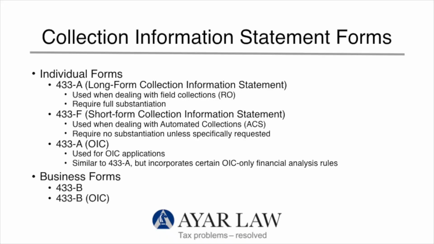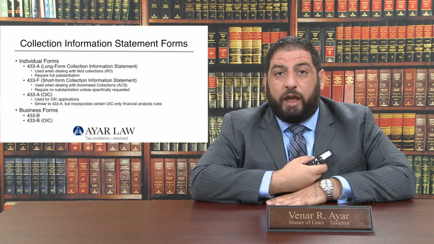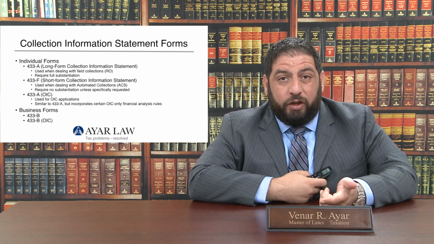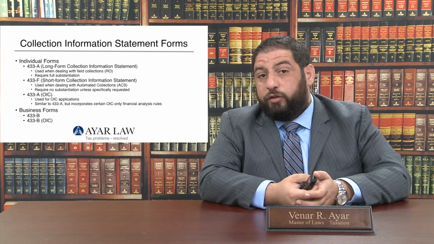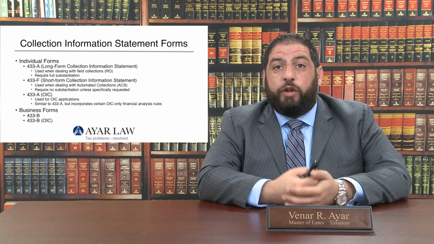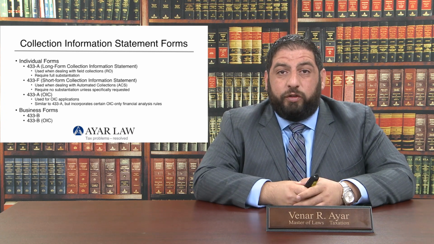There's also for individuals a form called the 433F, which is a short form collection information statement. It's used when dealing with the automated collection systems. Whenever you have a client who owes money who has not been assigned to a local agent, they will ask you for a form 433F whenever they ask for financials. That is a short 2-page form as opposed to a 6-page form of 433A, or actually 8 pages. And with a 433F, you don't need to send in any substantiation unless requested.